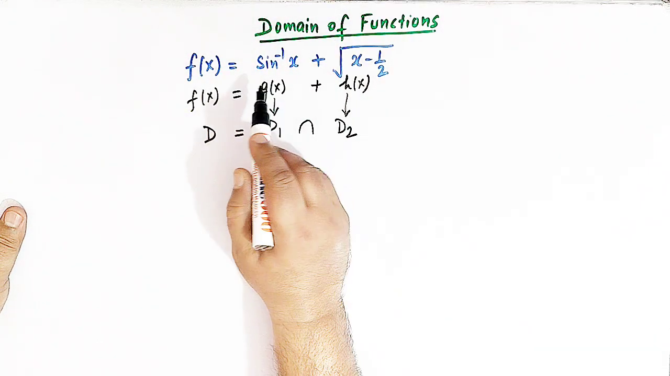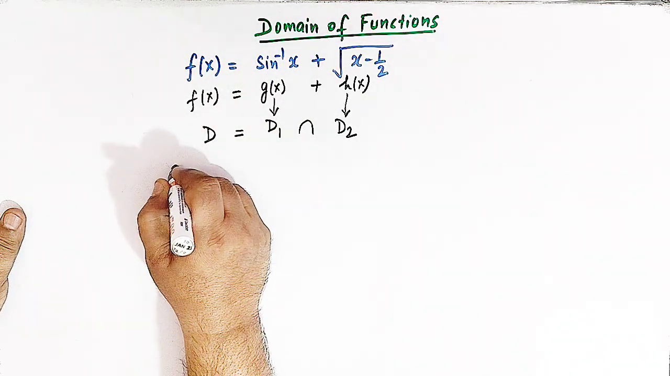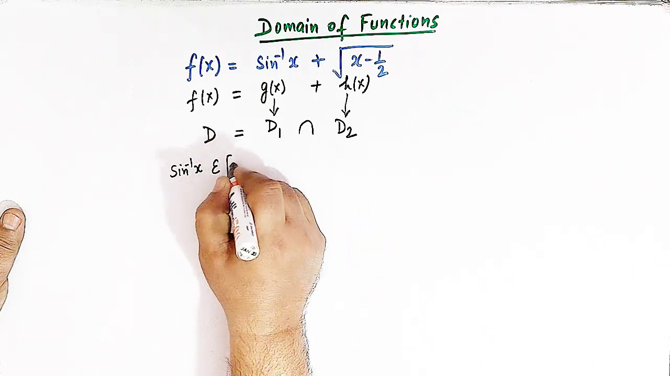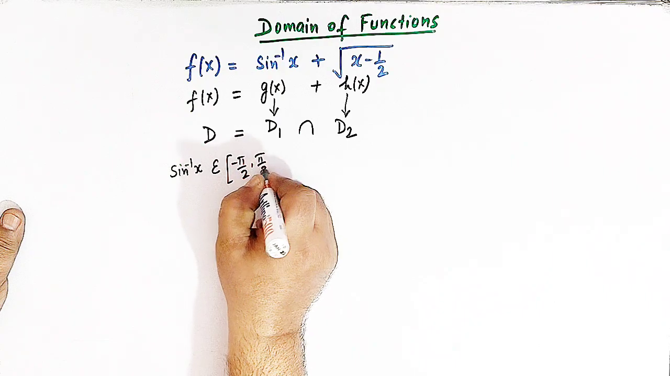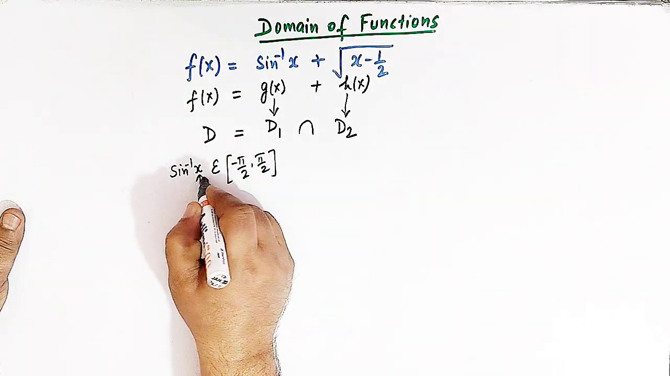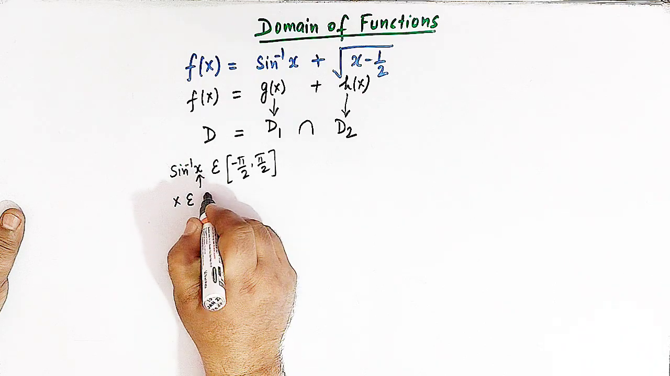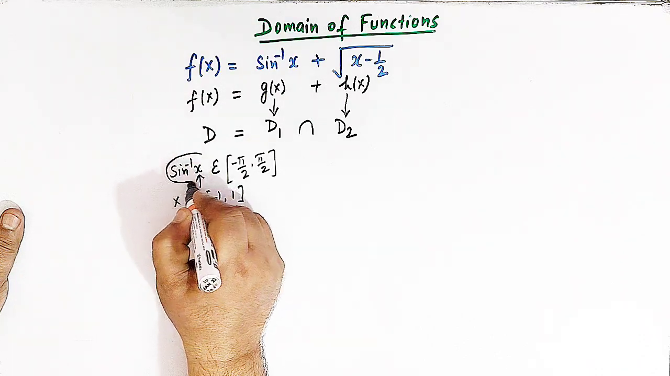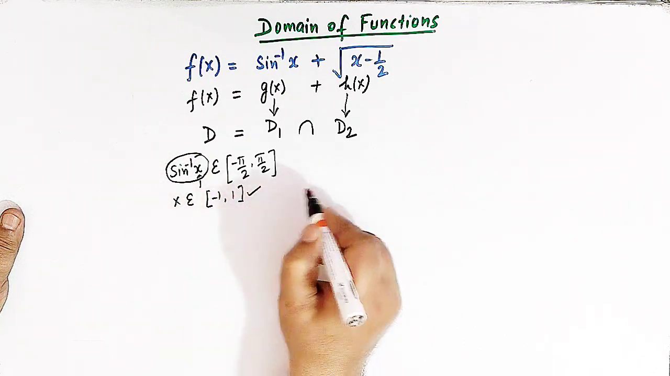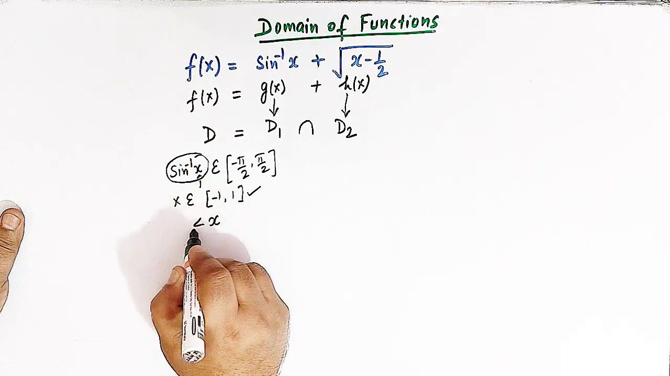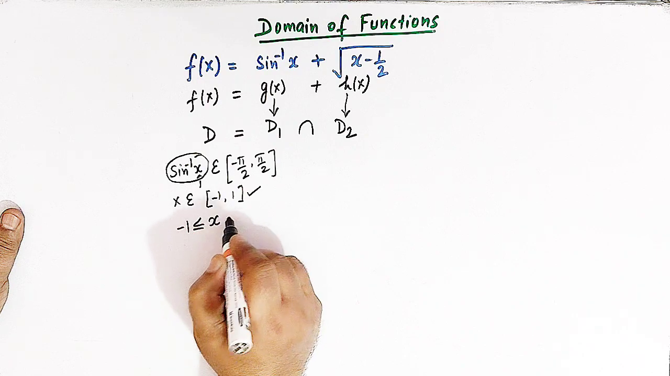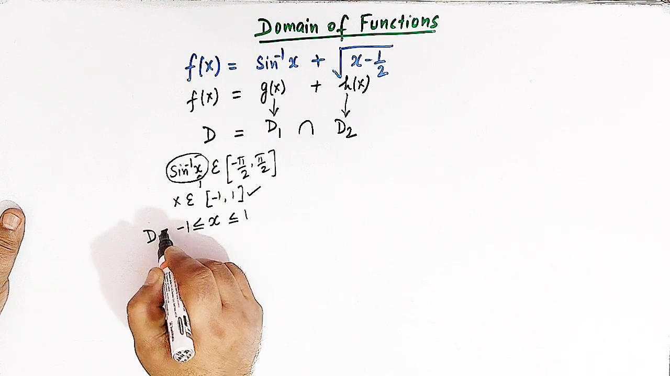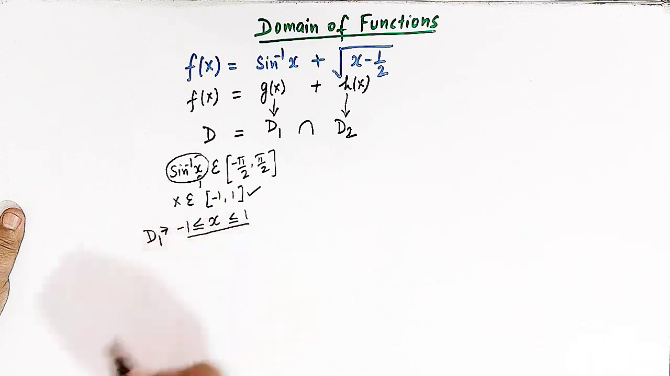Now from the inverse trigonometric functions, we know that sine inverse x belongs to the interval from minus pi by 2 to pi by 2, whenever x belongs to the interval minus 1 to 1. So the domain of sine inverse x is given by this interval, which can also be written like this: x is greater than or equal to minus 1, but less than or equal to 1. So d1 is given by this inequality.